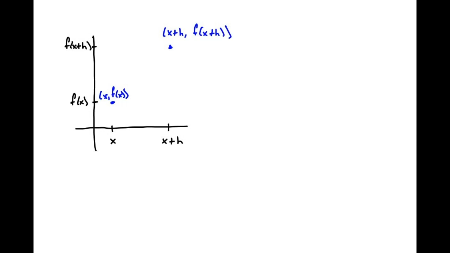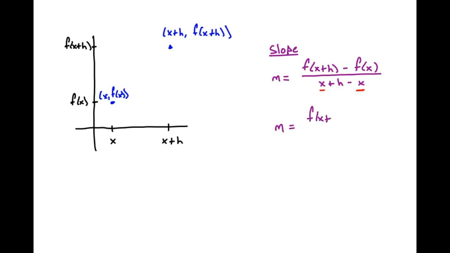Our task will be to compute the slope. And we know slope is y2 minus y1 over x2 minus x1, but utilizing the points here at our disposal, we've got f of x plus h minus f of x all over x plus h minus x. We see the x's here in the denominator will cancel out, so we can clean this up into a slope formula of f of x plus h minus f of x all over h.